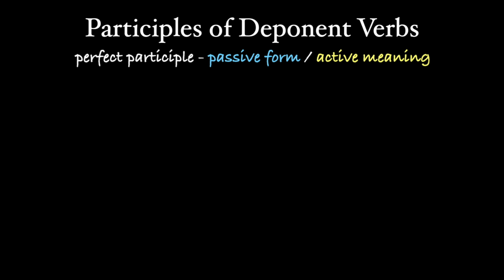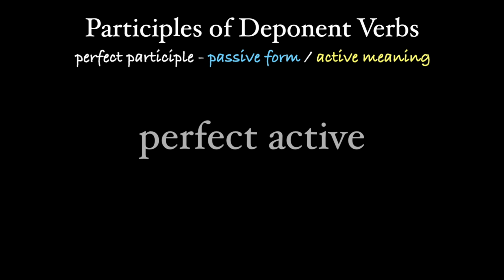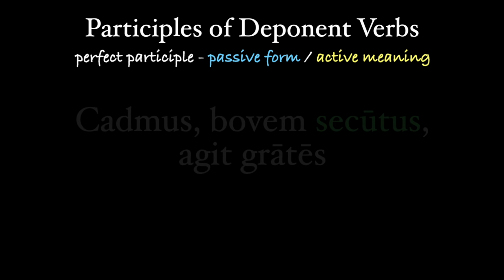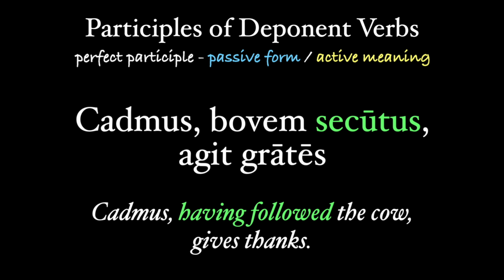The perfect participle looks like a perfect passive participle, but it has an active meaning, so it looks passive with active meanings, the standard rule for deponents. This is sometimes called a perfect active participle, and Latin authors seem to know about its special qualities, because remember that the perfect participle is regularly passive in meaning, so if you wanted to use a perfect participle with an active sense, you could find a deponent participle to use. So, Cadmus boum secutus agit grates. Cadmus, having followed the cow, gives thanks.